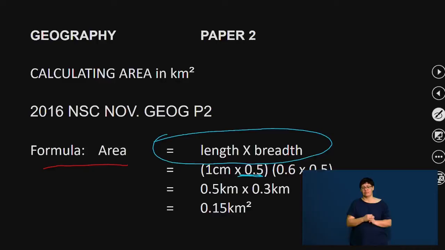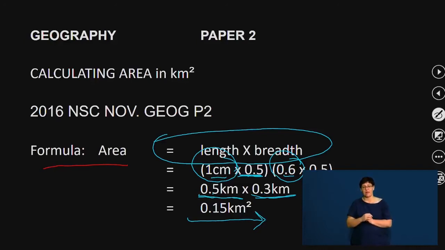So, I measured my distances of 1 centimeter for the length, 0.6 centimeters for the breadth. Multiplying by 0.5 gives me answers of 0.5 kilometers and 0.3 kilometers. When I take these two responses into my formula, I end up with a final answer of 0.15 kilometers squared.